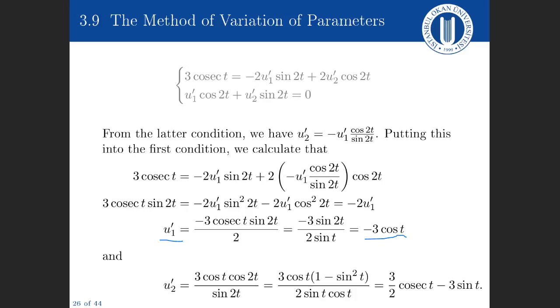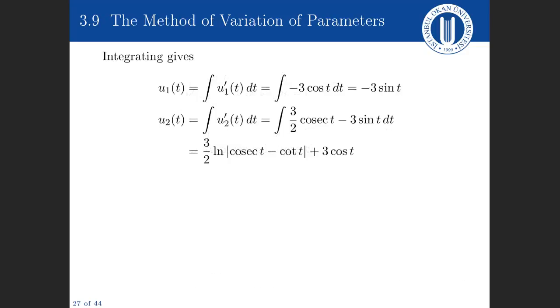After we know u1 prime, remember u2 prime is minus u1 prime cos 2t over sine 2t, so then we find that u2 prime must be 3 over 2 cosec t minus 3 sine t. Now we know u1 prime and u2 prime, we can integrate to find u1 and u2.